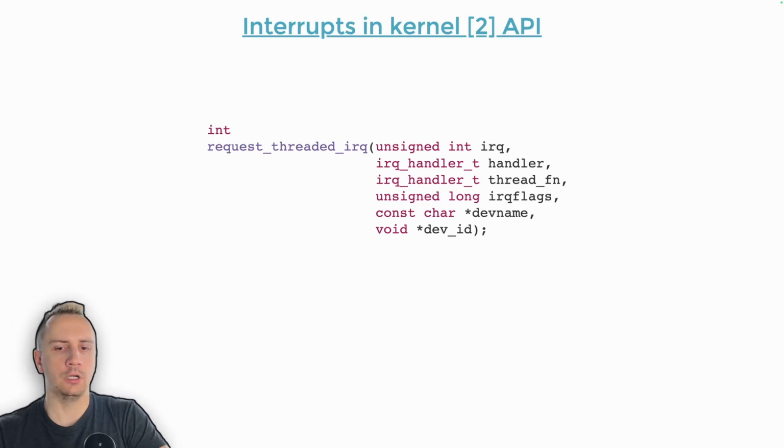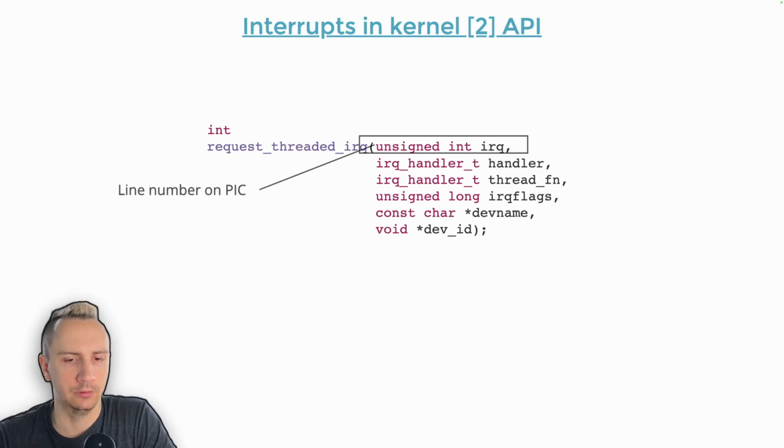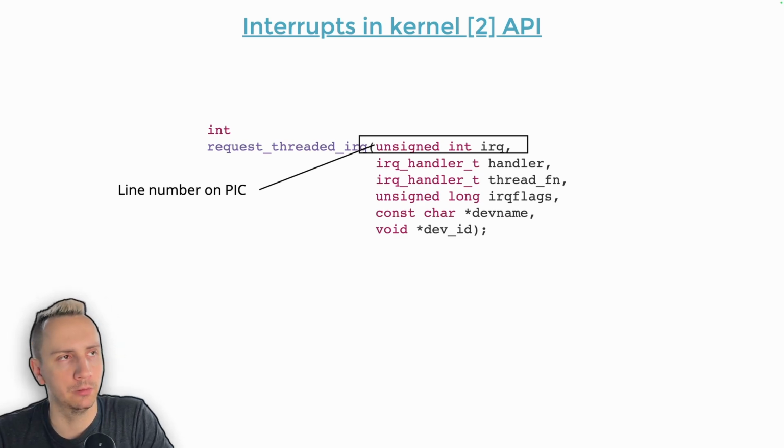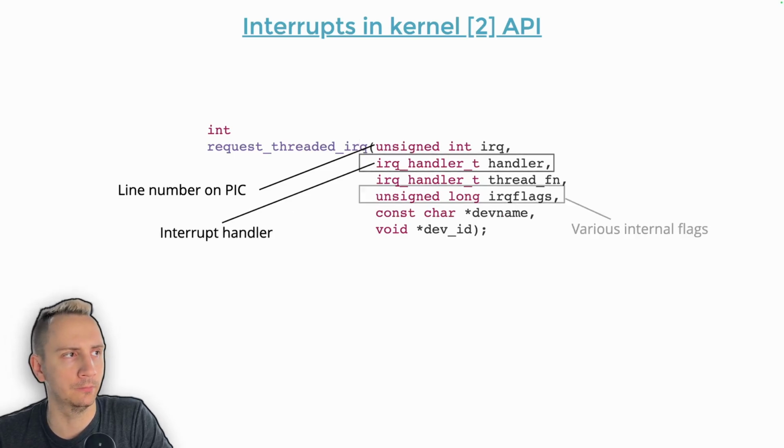Registration of a top half handler is done by the request_threaded_irq function. It takes several interesting arguments. Firstly, it will take the number of the interrupt line to catch the interrupts at. So it's like the pin number on the PIC device. Then it will take the handler function itself, the top half handler.